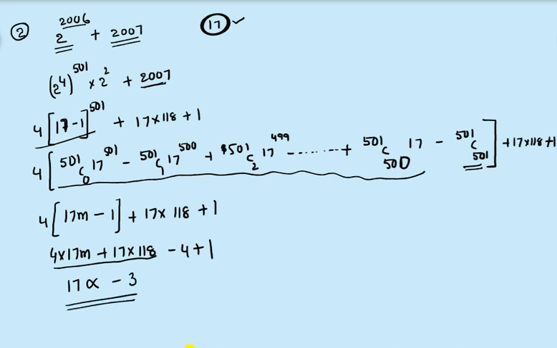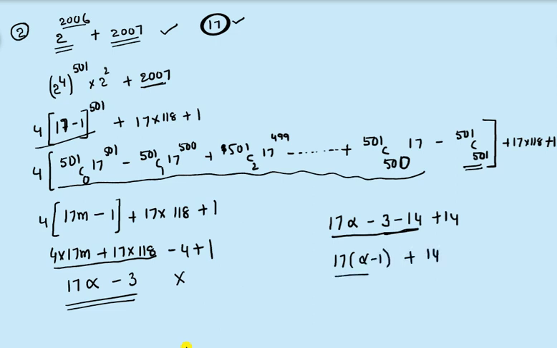So when it is divided by 17, remainder, can you say minus 3? No, remainder can never be negative. That's why I am doing further simplification here. 17 alpha minus 3, right? So for that what I am doing is subtract 14, add 14. Now this becomes 17, we can mix with this. So 17 into alpha minus 1 plus 14. So this is exactly divisible by 17. We are getting the remainder as 14.